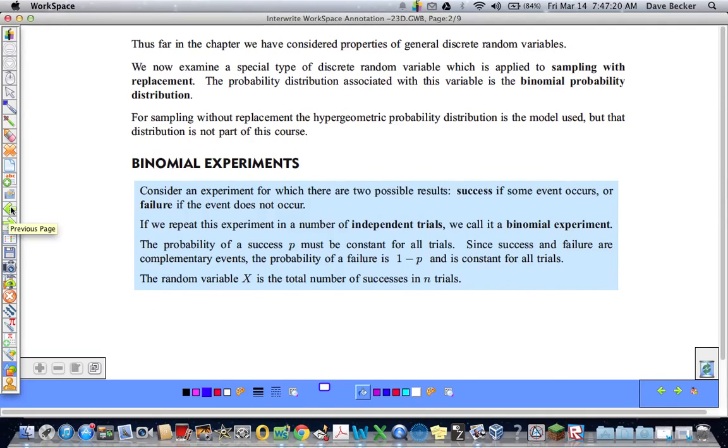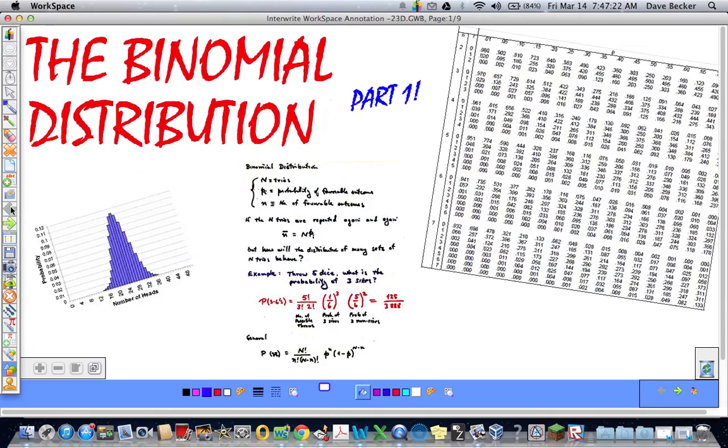Binomial, we got ahead of ourselves, the binomial distribution part 1. Not sure how many parts there are going to be because it's a bit wordy. So bear down, get ready for the excitement. And by the way, the relationship between pi and the binomial distribution is, there isn't one.